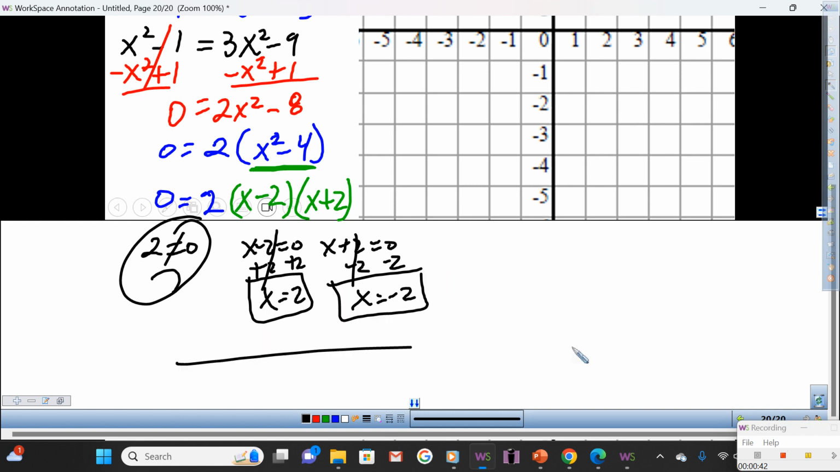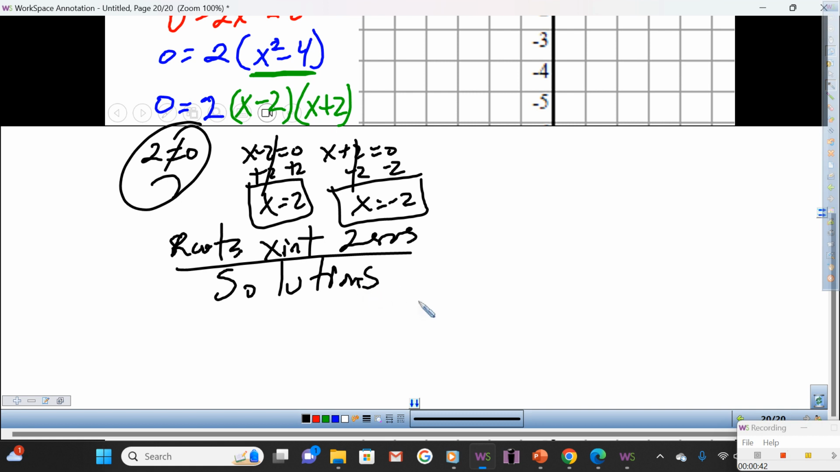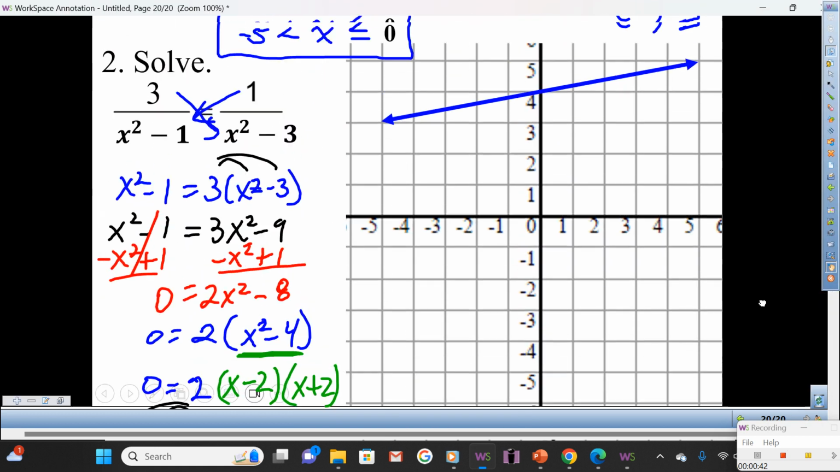And remind your neighbor the names of these, please, just to make sure they remember. Jaden, pass someone. Martin, names. Roots. X-intercepts. Zeros. Solutions. Yes, very good. All right, hands if you got something like that by yourself. Okay, not bad. Let's go to number 3.